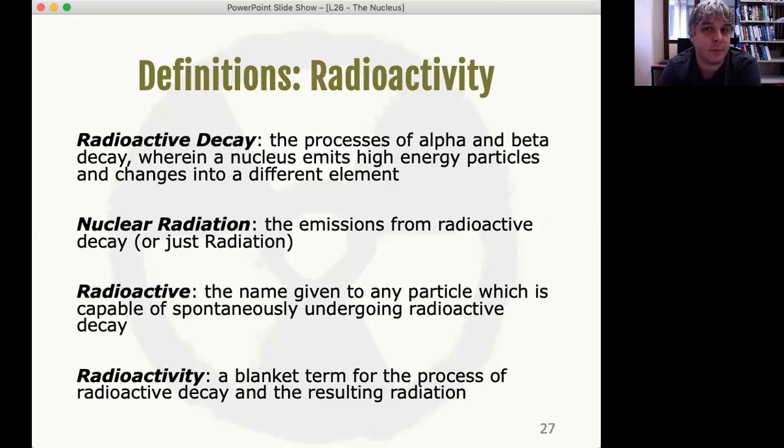We're talking about these alpha and beta particles that come out of nuclei as they decay. Radioactive as a term is simply the name we give to any particle which is capable of spontaneously undergoing radioactive decay. So any atom whose nucleus is likely to give off an alpha particle or a beta particle and decay, we call that radioactive. And radioactivity is just a blanket term for all of this stuff, for radioactive decay and the resulting radiation and the particles, everything, all of it.